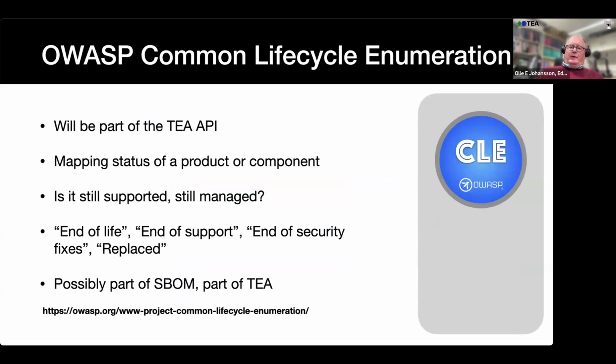An important part of all this is the common lifecycle enumeration. As I said, it's a separate OWASP project, but we're following it very closely and we're cooperating with them. They will actually provide us with the ability to publish data about the lifecycle status of a product or a component. So we can state that this component is end of life, end of support, end of security fixes, or some other statuses. This could be part of the SBOM. It's definitely part of the Transparency Exchange API.